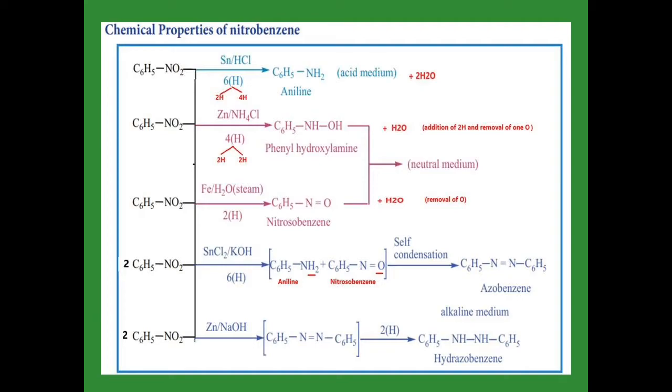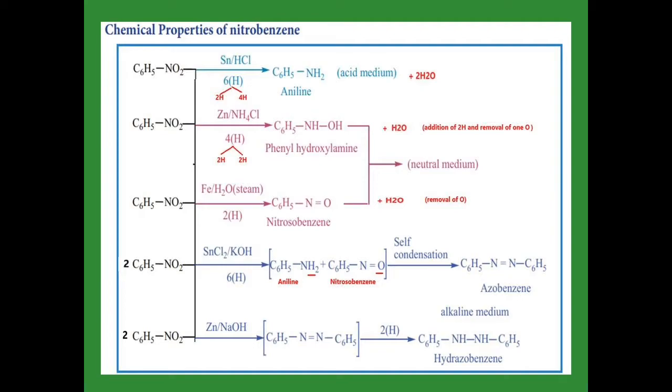The next one, nitrobenzene is added with iron and water. It is also called a neutral medium, but with zinc and ammonium chloride we added 4 hydrogen, but in iron and water we are going to add 2 hydrogen. The 2 hydrogen takes away 1 of the oxygen from nitrobenzene, so that 1 mole of water is removed. What remains is C6H5N=O, that is called nitrosobenzene.